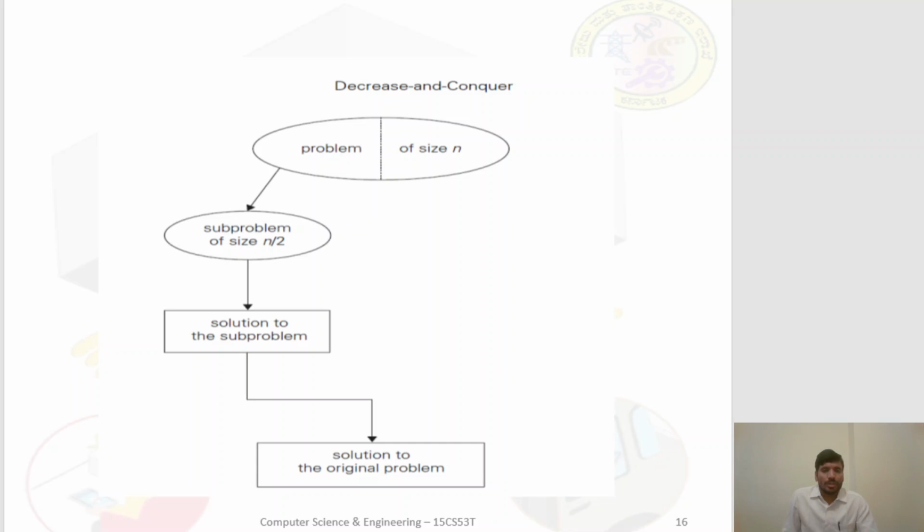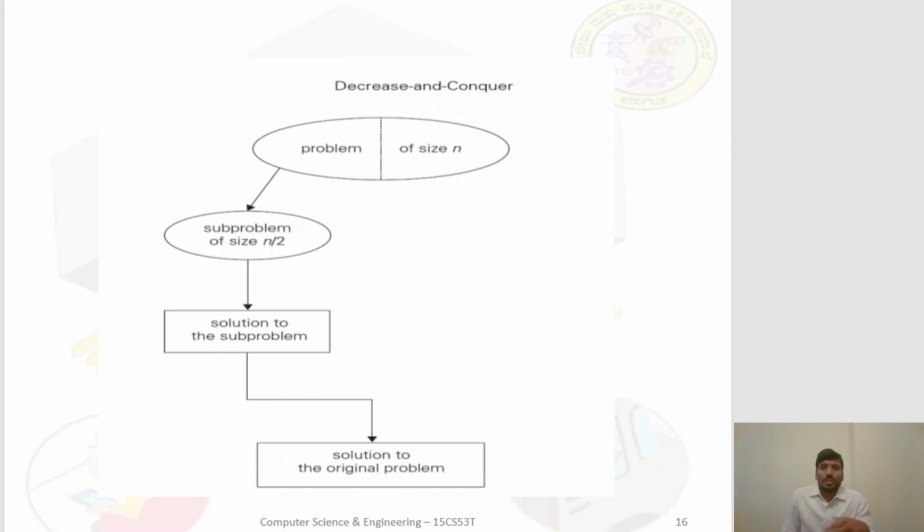Here it is a pictorial representation of the decrease by a constant factor variation. The problem of size n is reduced by the constant factor 2. Every time the problem size n is divided by 2, and we find the solution to the subproblem, and later we arrive at the solution to the original problem.